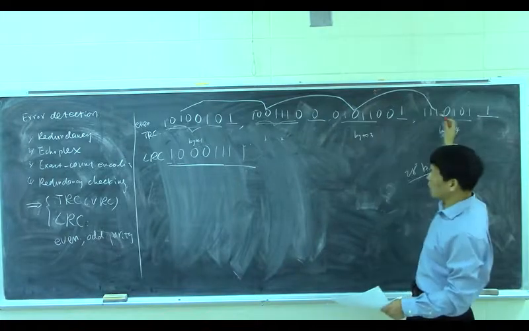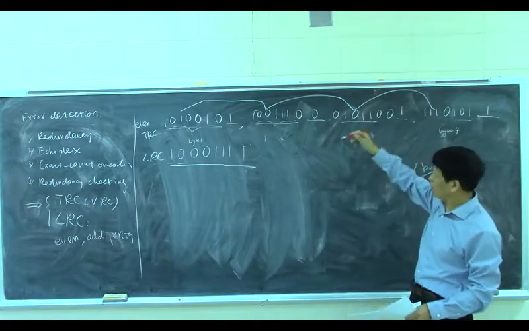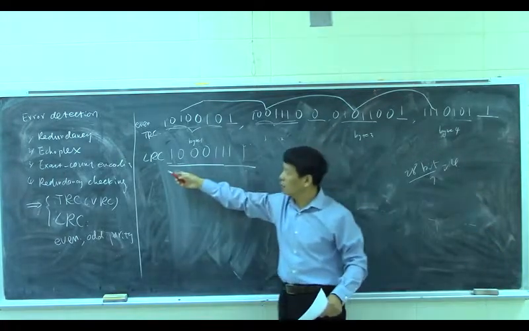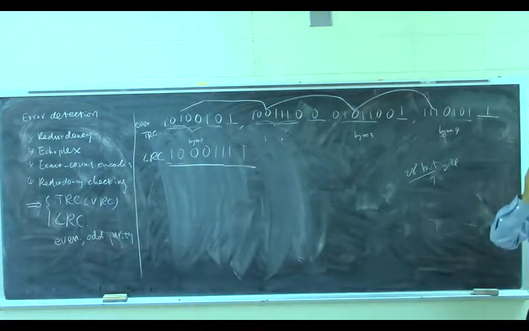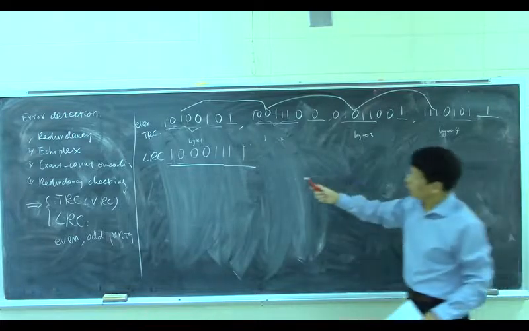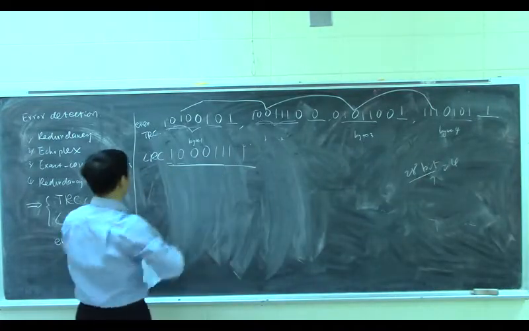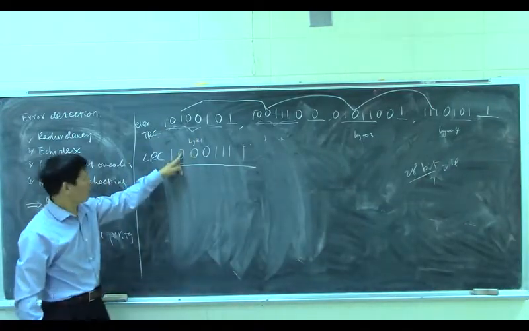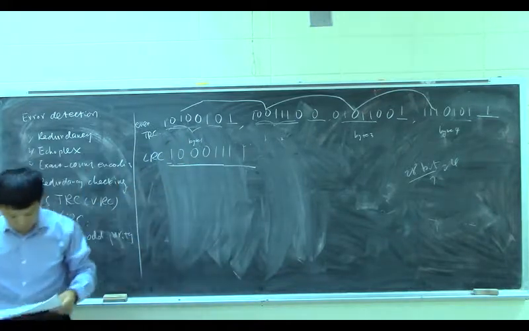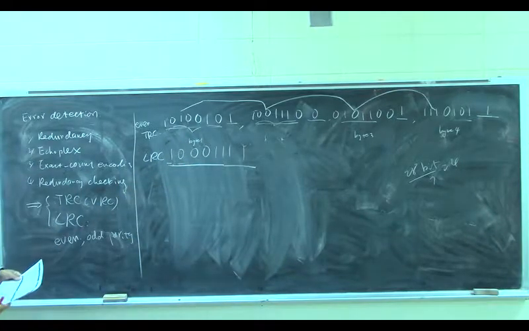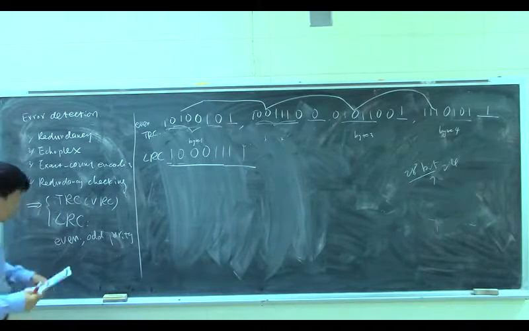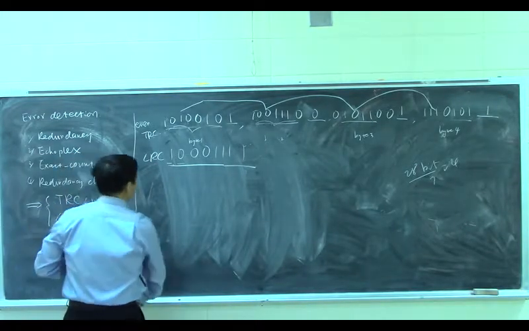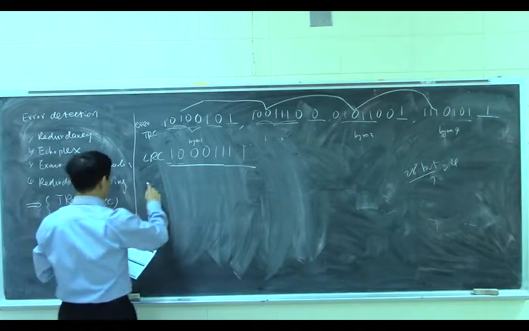Once we have transmitted the whole block, we are going to generate an LRC checking byte. Right? Then the first one is for the first bit, the second one is for the second bit, and so on. Okay? So this is a redundancy checking, parity. The next one is a checksum.